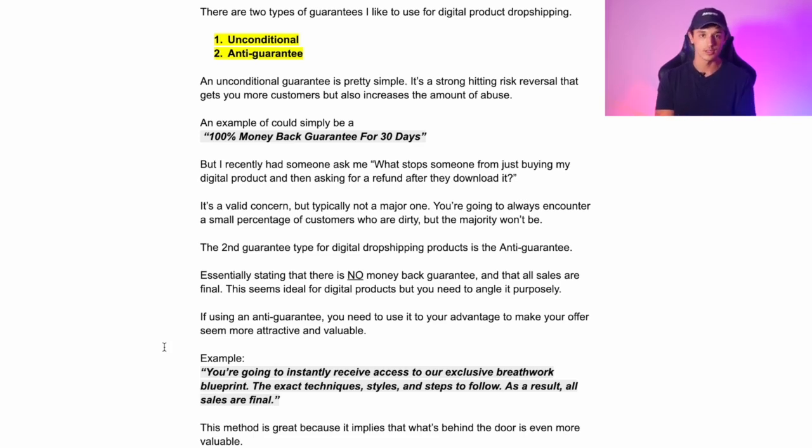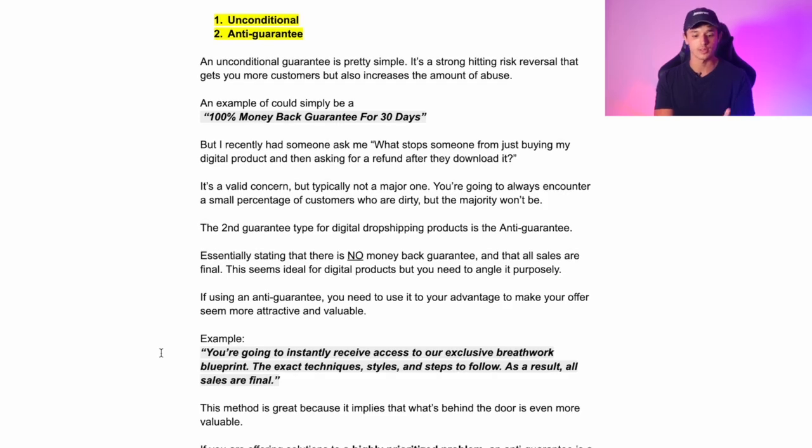So an example could be, when you buy this digital product, you're going to instantly receive access to our exclusive breathwork blueprint, the exact techniques, styles, and steps to follow. And as a result, all sales are final. I really do like this method because it implies that whatever is behind the door of what this person may be about to purchase is even more valuable than what they thought before.